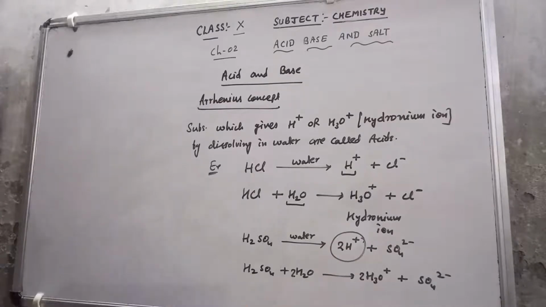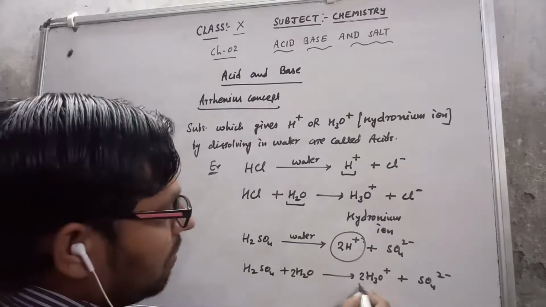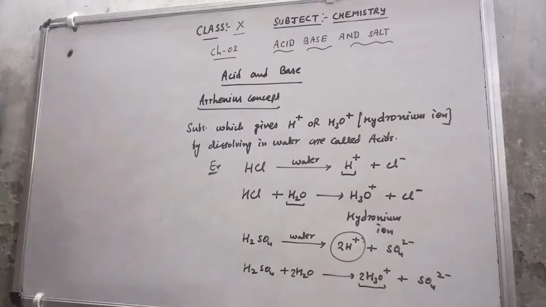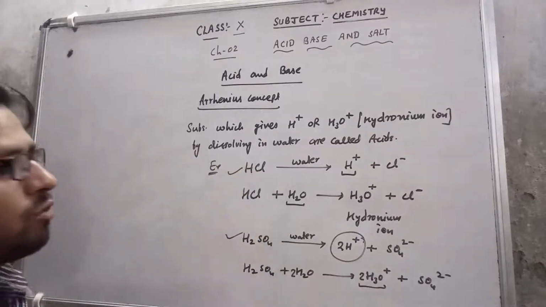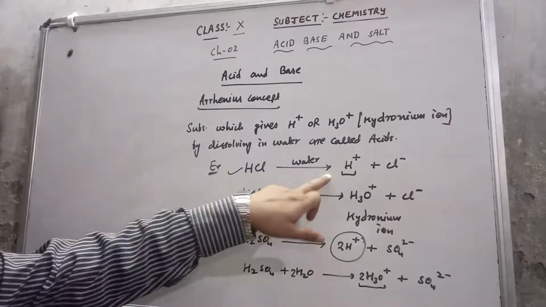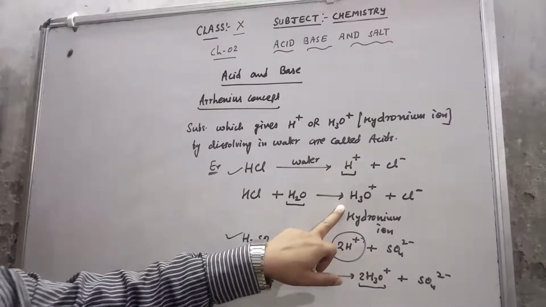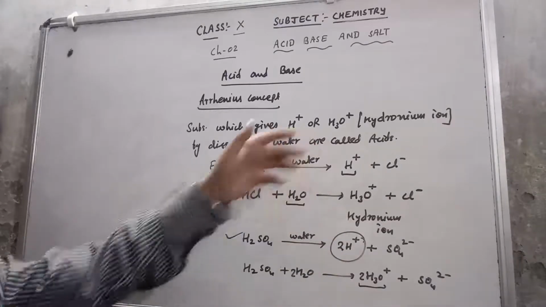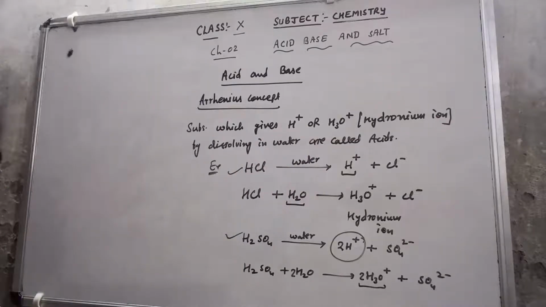Then we are getting this. So this is the hydronium ion. So again we can say that HCl and H2SO4 are acidic in nature. So any substance that gives us hydrogen ion or hydronium ion by dissolving in water is called an acid. Now I will talk about the base.